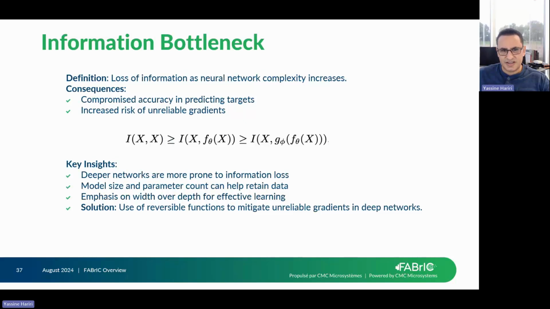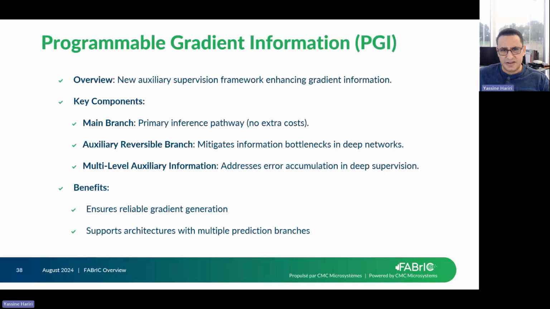So the input is X, and as the inputs go through different layers, you have more probability of losing information through these transformations. The information bottleneck concept highlights the challenge of losing vital information as the network gets deeper. And PGI deals with this issue by reducing this information loss.